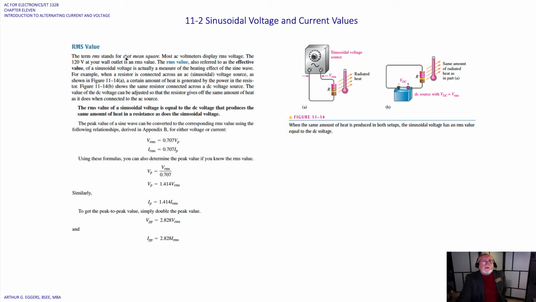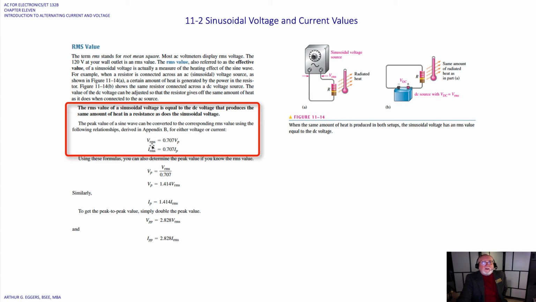So RMS, root mean square, is telling us you're going to take the square root of the average of the squared values. The RMS value of a sinusoidal voltage is equal to the DC voltage that produces the same amount of heat in a resistance as does a sinusoidal voltage. To do this by measurement would be too cumbersome, trying to compare an AC and a DC source using a thermometer and whatever. So we can do this mathematically.